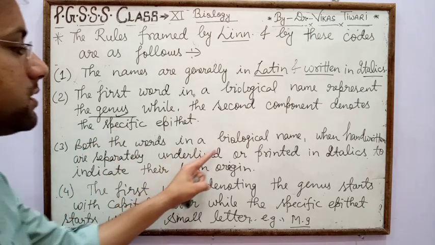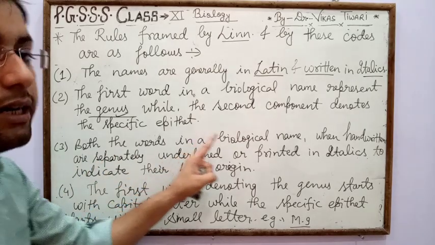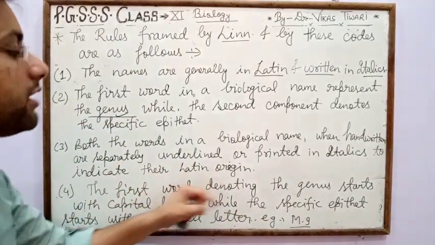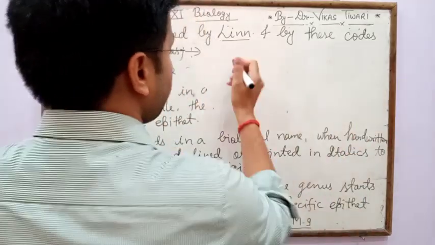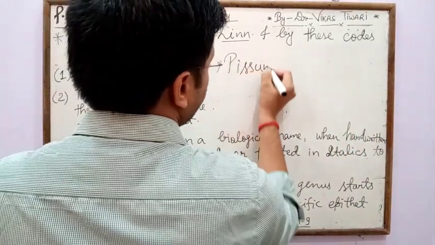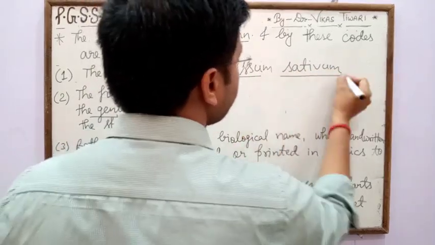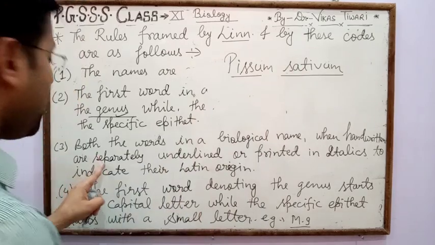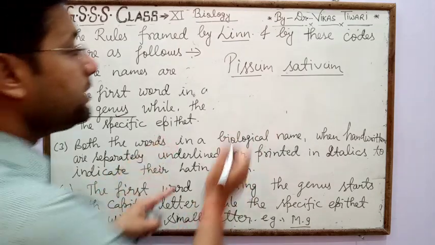Third rule, both the words in a biological name, when handwritten, are separately underlined, and when printed are in italics, to indicate their Latin origin. As an example, the scientific name of pea is Pisum sativum. So both the words in a biological name, when handwritten, are separately underlined: Pisum and sativum are both underlined.